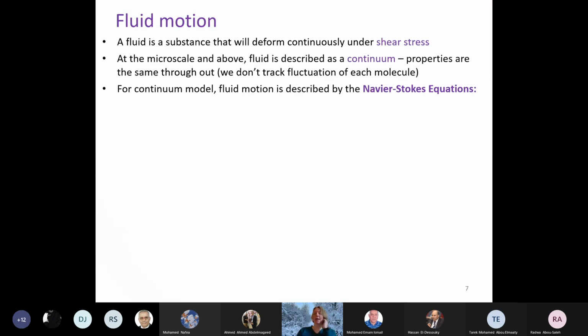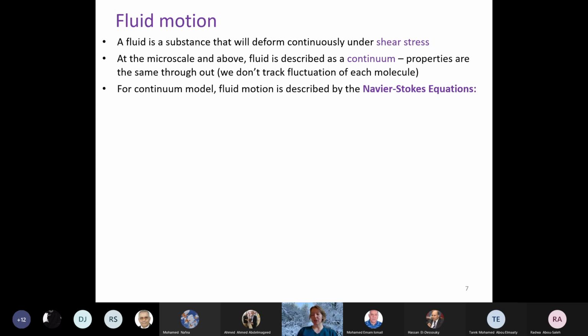Okay, so we'll talk a little bit about fluid motion, because it is important. Don't worry, you don't have to be an expert in fluid dynamics to understand this, hopefully. So we just have to remember that a fluid is a substance that will deform continuously under shear stress. At the microscale and above, fluid is described as a continuum. So we're not interested in the fluctuations of individual molecules. We are going to consider it as a continuum.